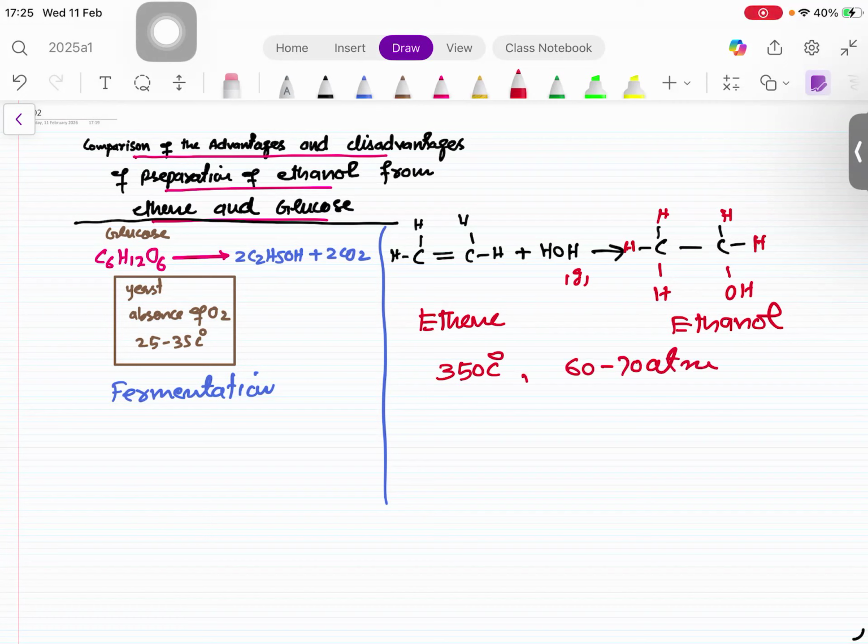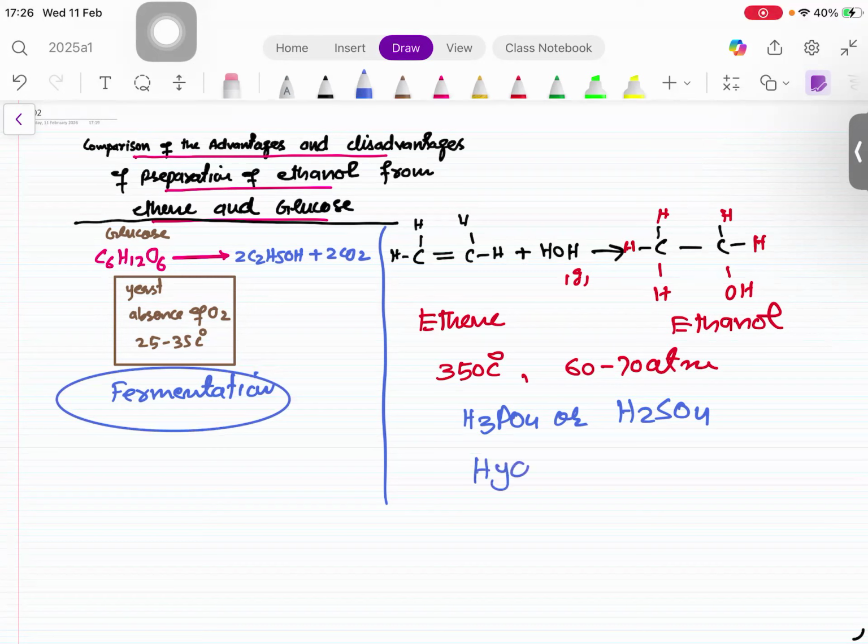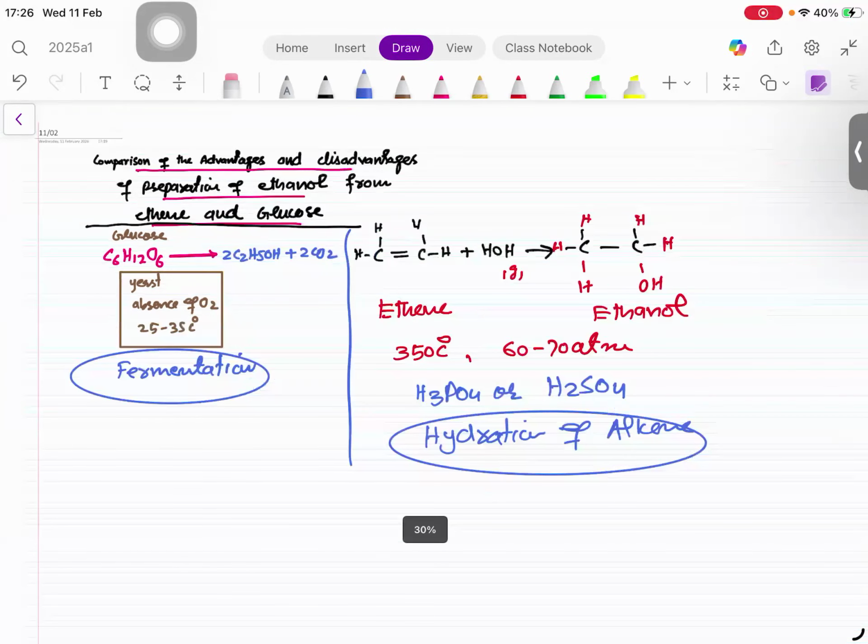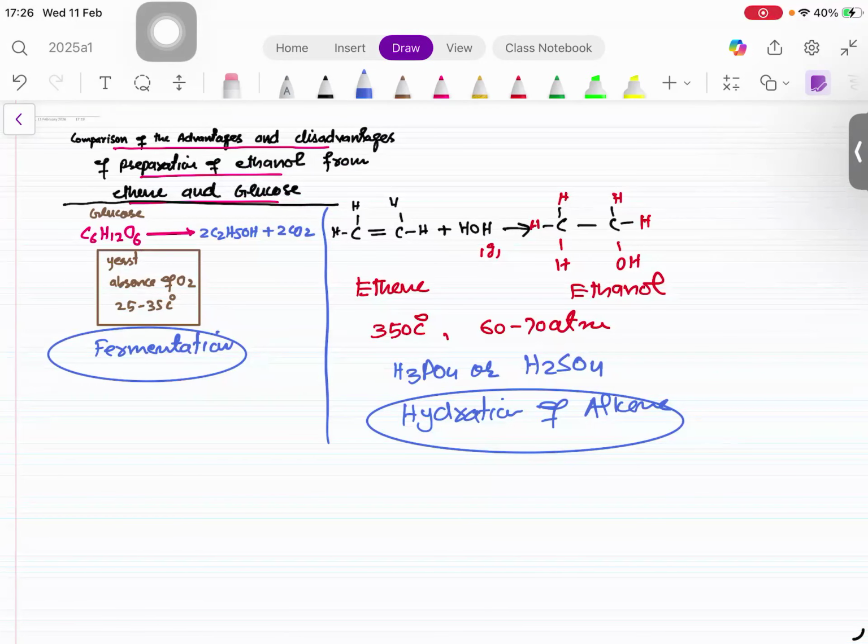And H3PO4 or H2SO4 catalyst. These are the two methods we did. Now today we are going to compare their advantages and disadvantages. This is known as fermentation and this is known as hydration of alkene. So first, let's start with hydration of alkene.